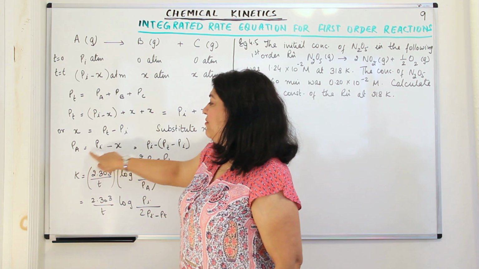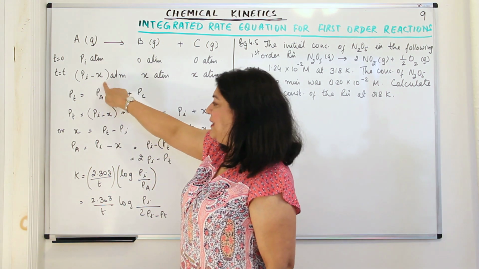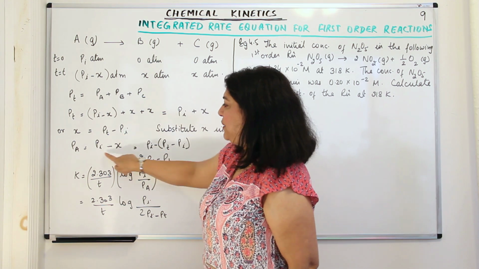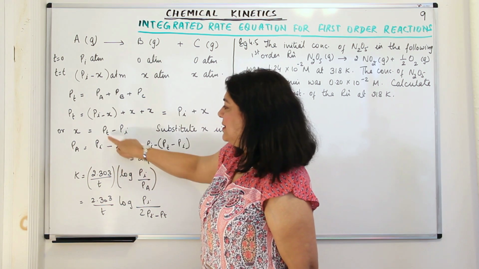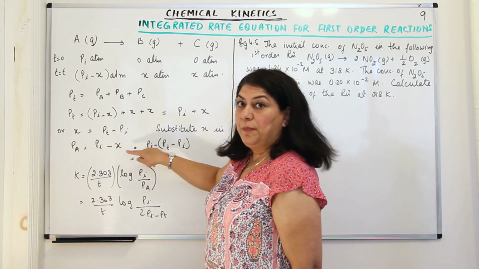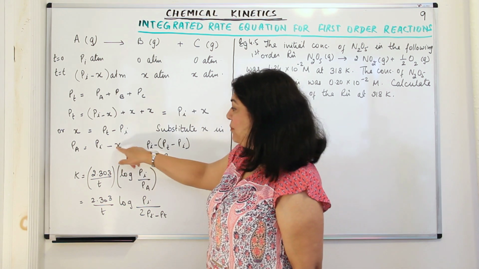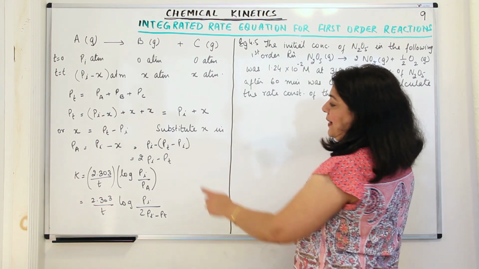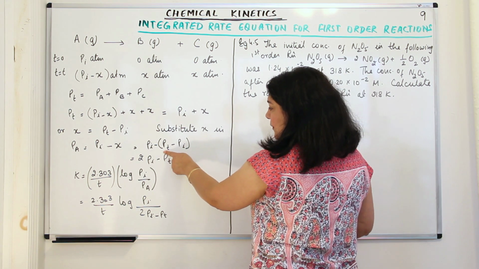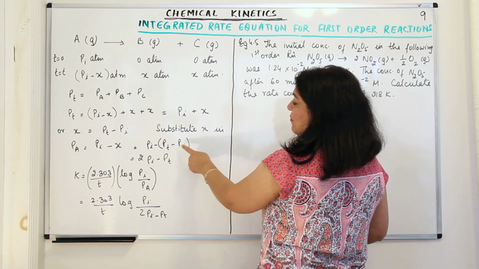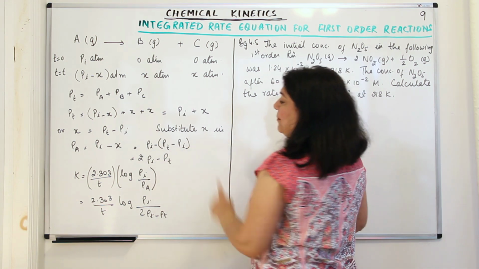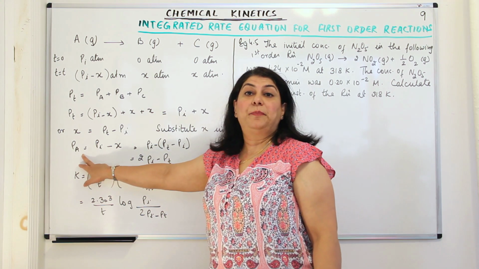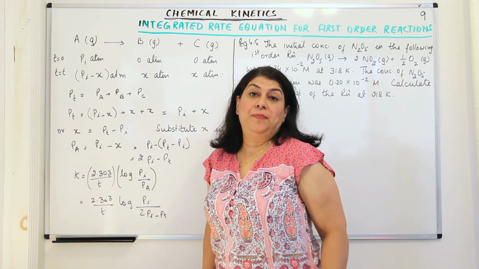So PA becomes equal to PI minus X. And if we substitute the value of X, which is PT minus PI, we get PI minus (PT minus PI). If we do not put the bracket, it will be minus PT minus PI. So if you remove the bracket, you'll get PI minus PT plus PI, which means you'll get 2PI minus PT. That is the value of PA, that is the partial pressure of A at time t.